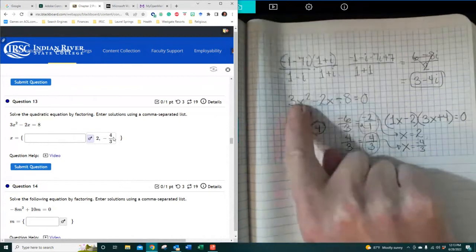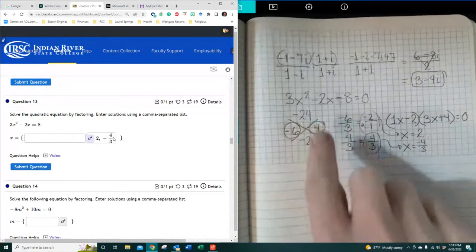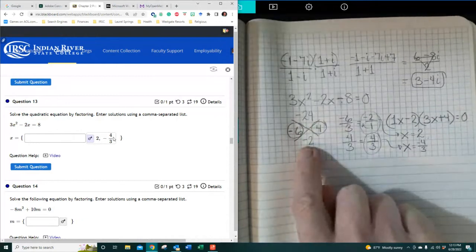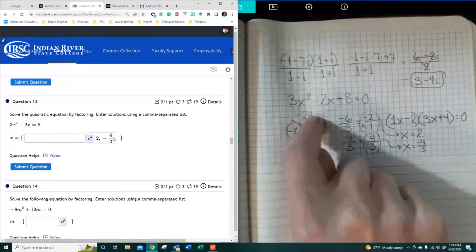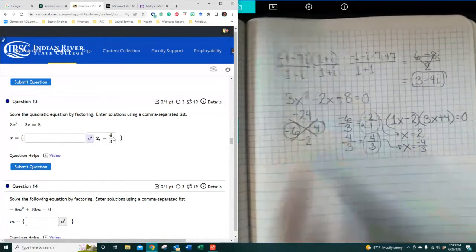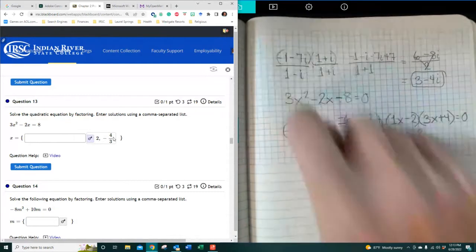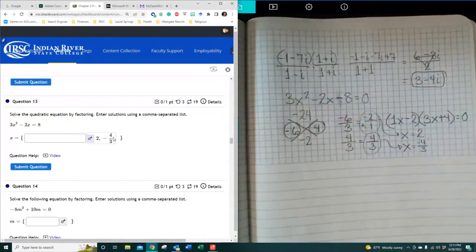Why the AC method? Because this is A and this is C. So A times C, that yields AC, and we look for two factors that add up to B. Put those on top of the leading coefficient, reduce your fractions, and then bottoms up. It's so simple, okay?